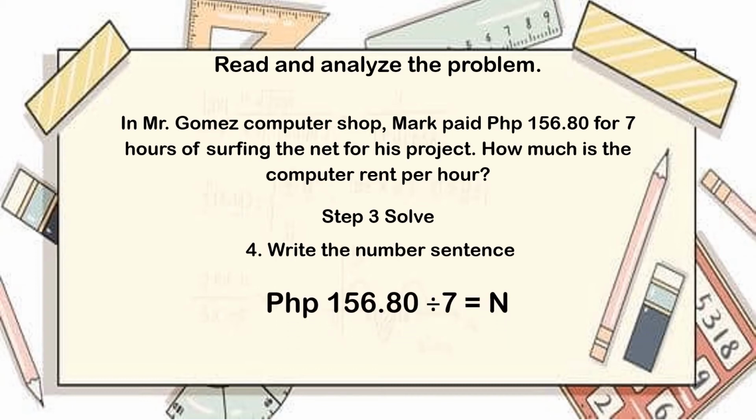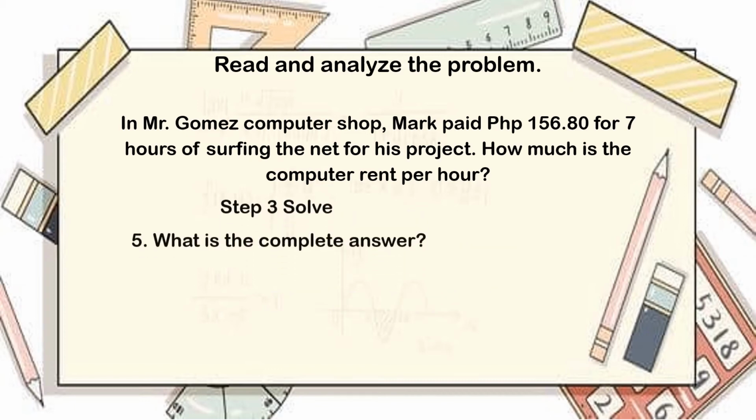Let's have now the answer. Yes, very good. 156 pesos and 80 centavos divided by 7. 7 is the number of hours, equals n. So let's go back to what is asked in the problem. How much is the computer rent per hour? So let's have under step number 3. What is the complete answer, children? Based from what is asked in the problem.